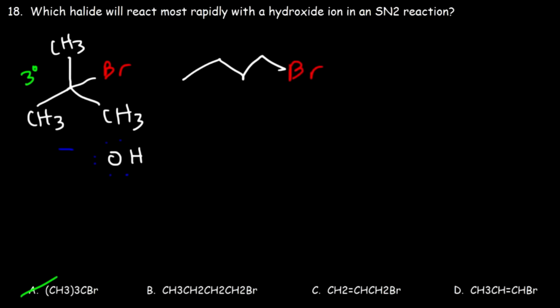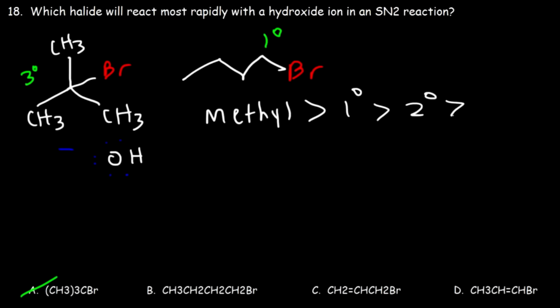That's a primary alkyl halide. Primary alkyl halides work pretty well for SN2 reactions. Methyl halides work better than primary halides because the methyl carbon is very accessible to the nucleophile. Primary halides work better than secondary ones, and secondary halides are more accessible than tertiary ones.